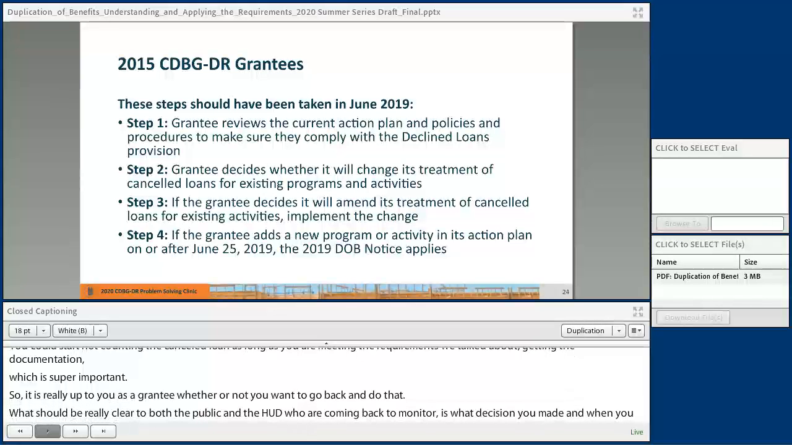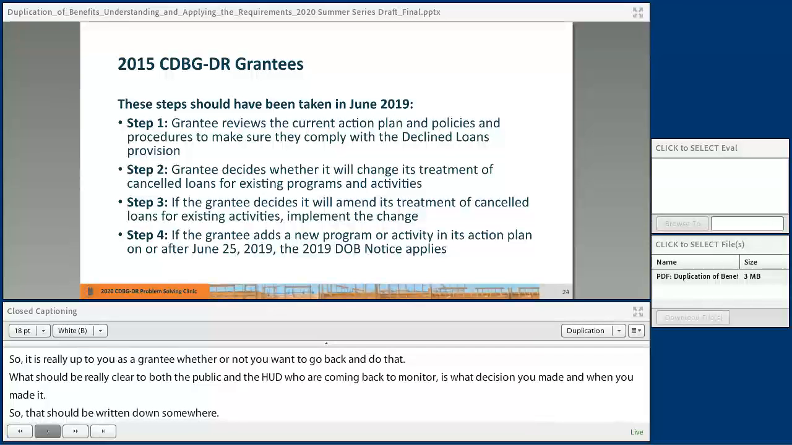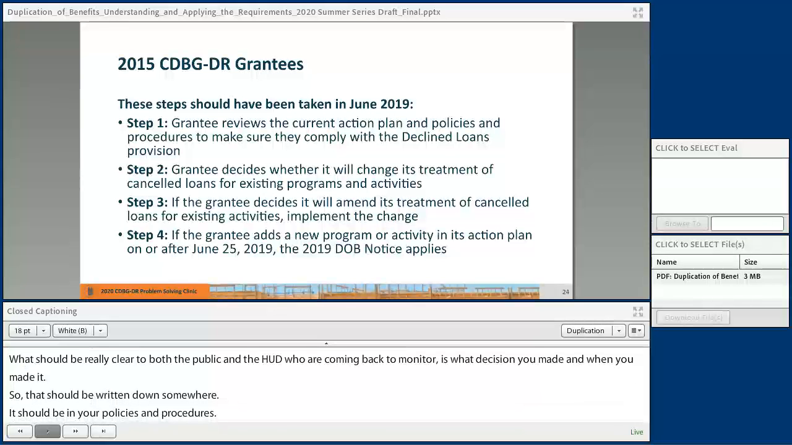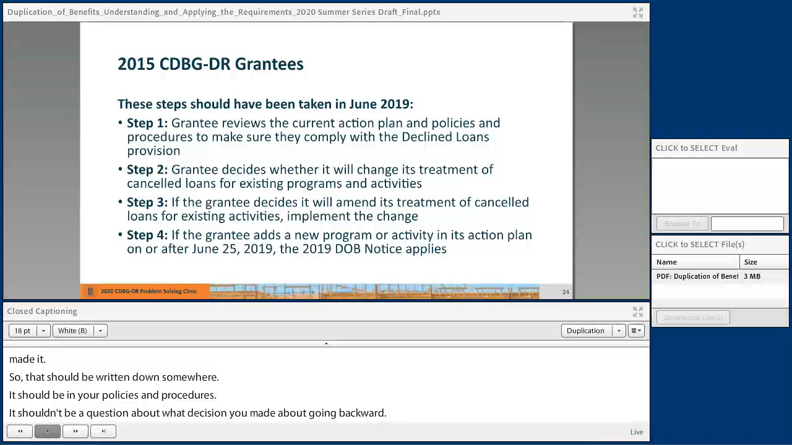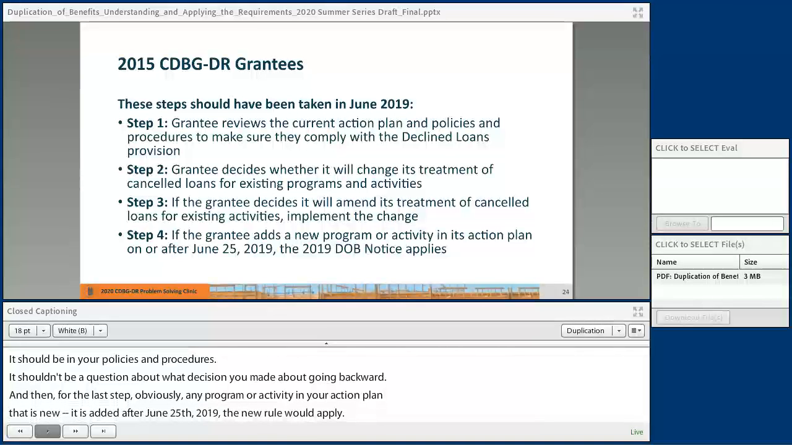And then for the last step, obviously any program or activity in your action plan that is new, so it's added after June 25th, 2019, the new rules would apply. So you'd want to make sure everything that we've mentioned on canceled loans, since we're talking about 2015 disasters, are a part of your new policies and procedures for any of these new activities added after the applicability date of that notice.